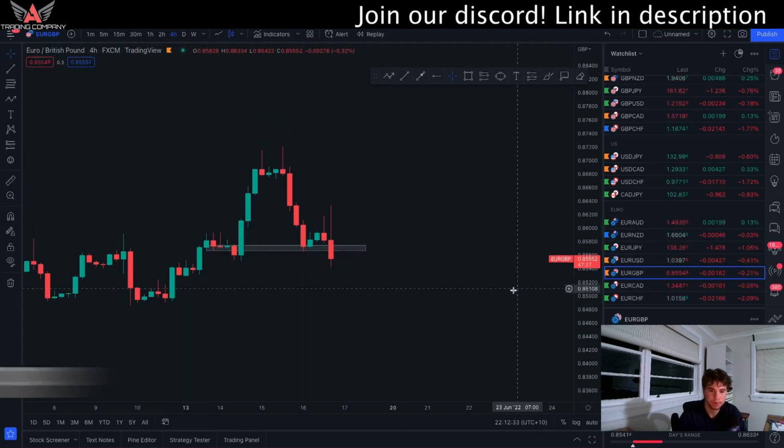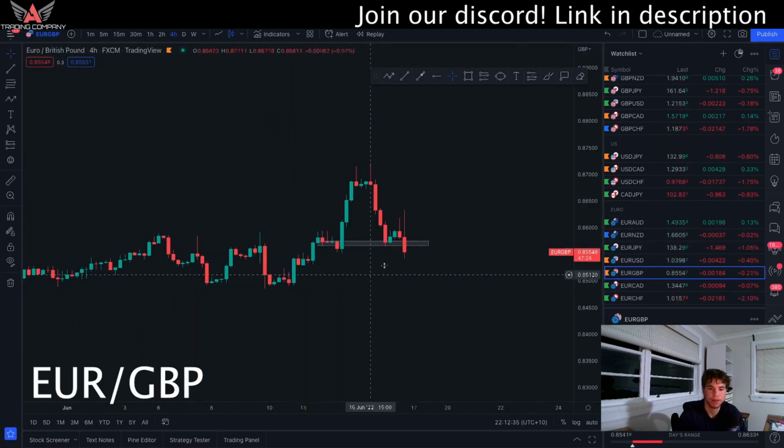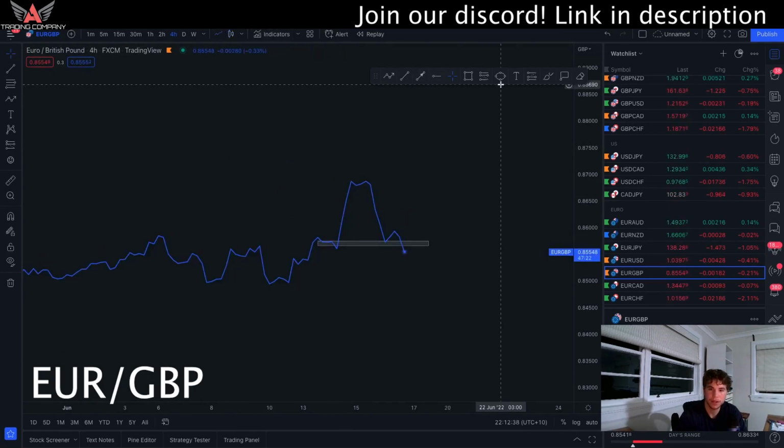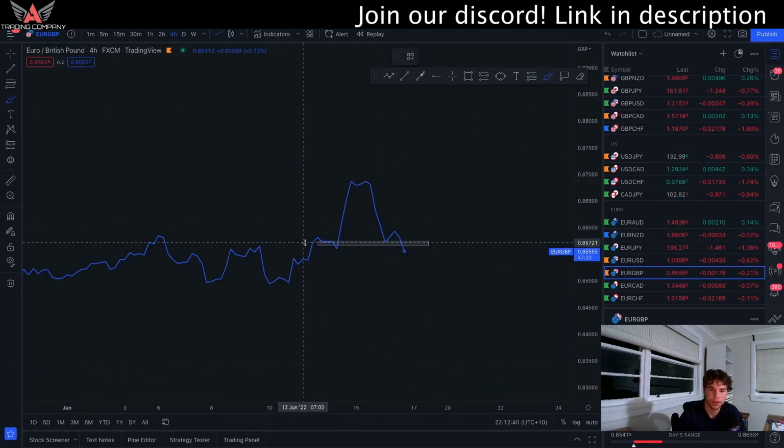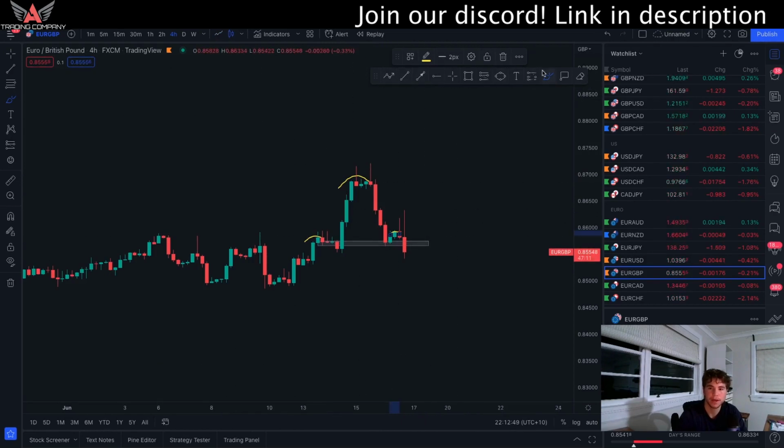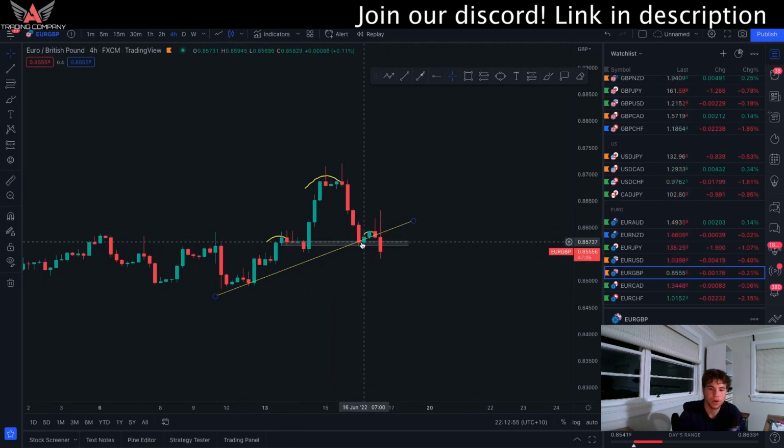Euro GBP, wow, very, very nice setup. I'm going to click on the line chart just to highlight this structure. So we have a left shoulder here, head here, and a right shoulder. Okay, so very, very classic head and shoulders pattern. You can even see sort of this trend that we're breaking. So plan from here. Let's say this 4H breaks and closes below this structure, this little lower low.